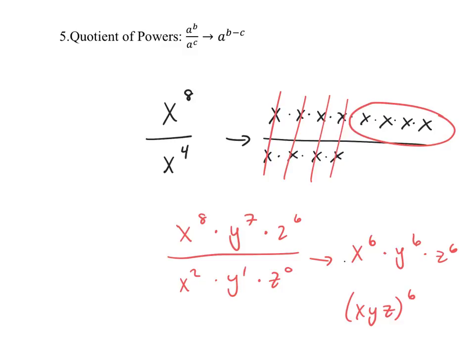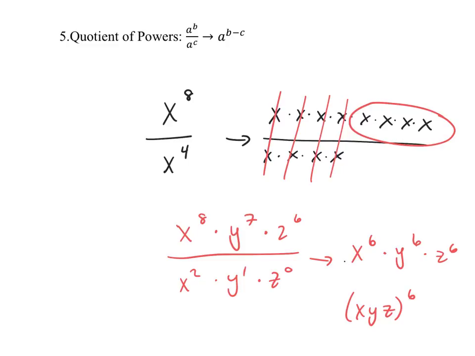Because I know that when I have a power outside of a product, this gets distributed to all 3, x to the 6, y to the 6, z to the 6, that's what you have here. So either interpretation is correct. If it's a multiple choice, you need to find the one that actually matches up to the multiple choice options. Yeah? Questions on this?